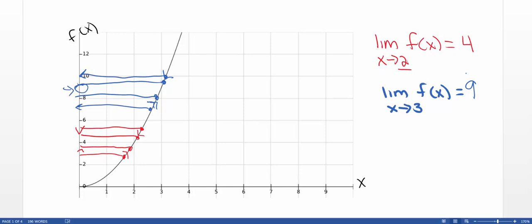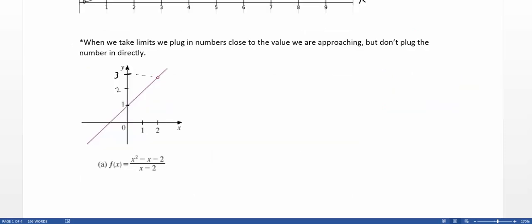Let's look at a picture where this will be represented. Consider the function given here. f of x equals x squared minus x minus 2, all divided by x minus 2. If we wanted to consider the limit as x approaches 2 of our function here, we notice that at 2, we have this little discontinuity.